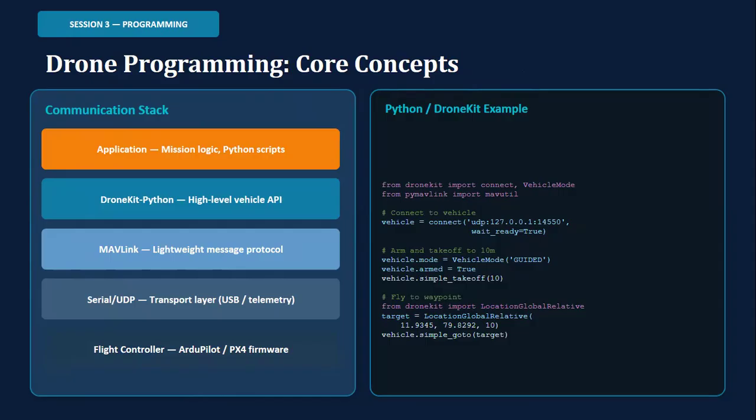Let us now see some of the core concepts of drone programming fundamentals. Programming is what transforms a drone from a flying machine into an intelligent autonomous system. Communication between the software and the drone typically occurs through the MAVLink, Micro Air Vehicle Link protocol. Using DroneKit and Python, developers can create mission scripts that automate the takeoff, navigation, obstacle response, data collection, and landing procedures. Programming allows the drone to execute complex missions with precision and minimal human intervention. Here you can see a sample Python script for basic drone programming operations.